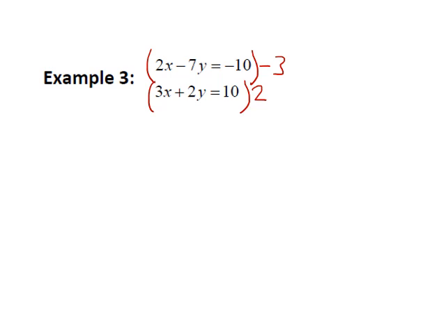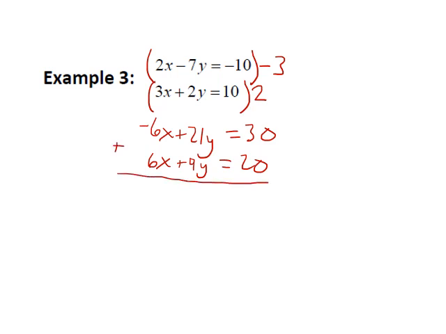So the first equation, when multiplied by -3, becomes -6x plus 21y equals 30. And my second equation, 6x plus 4y equals 20. When I add these, again, my x's now cancel. And I get 25y equals 50 and y equals 2. Now, I could have chosen any numbers that I wanted to. I'm just trying to make this process as simple as possible.